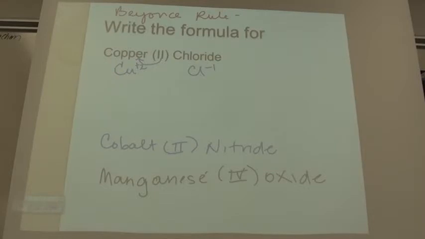Because this is going to be the same thing as Azkaban. You're going to be able to tell me Azkaban, but you're not going to be able to tell me what it means. What does the Beyonce rule mean? Okay, the Roman numerals go to the left. The Roman numeral is the oxidation number to the left.